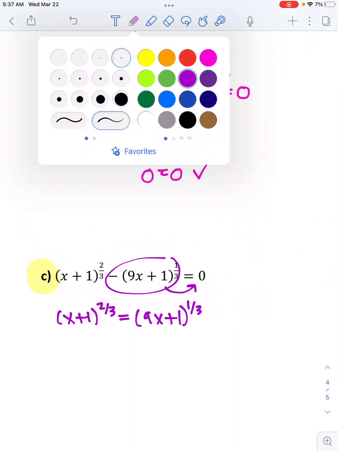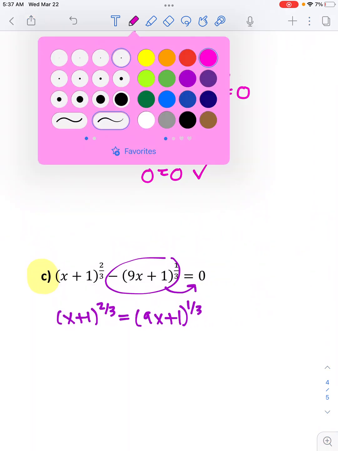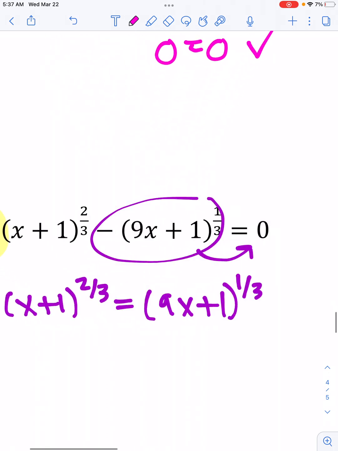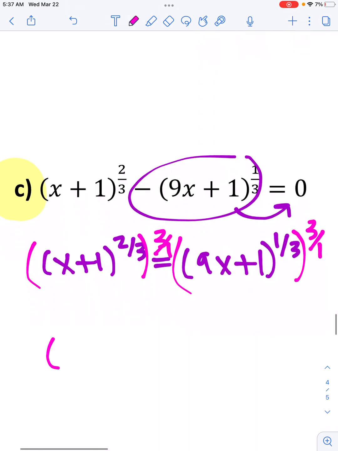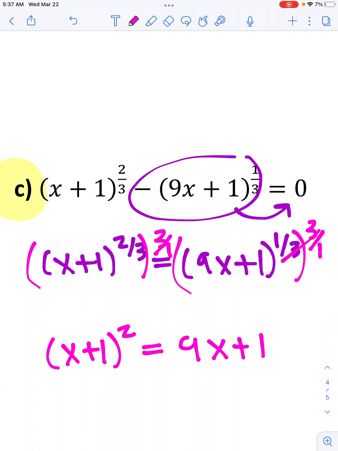So I'm actually just going to raise them both to the third power since they have the same denominator, and that'll undo that. So to the third, to the third. So that's like 3 over 1, 3 over 1. So over here, I'd end up with technically 6 over 3, or else those 3's cancel, so I'm just going to end up with a 2. So x plus 1 is still going to be squared. But then here, the 1/3 and 3 completely cancel, so I'd get 9x plus 1.